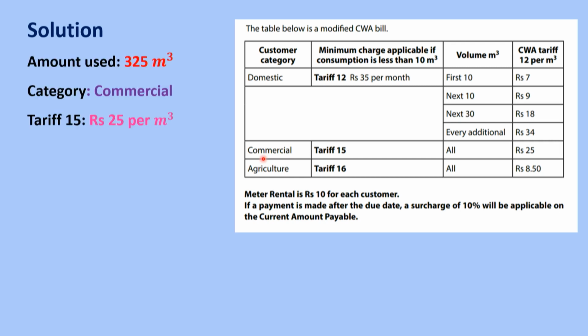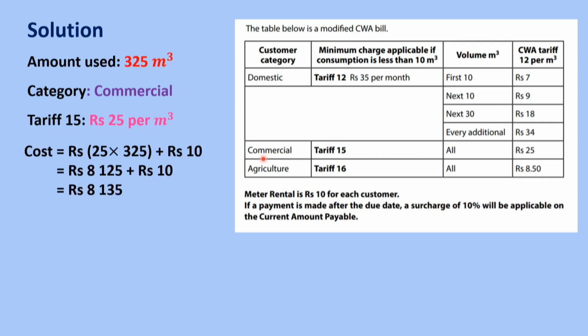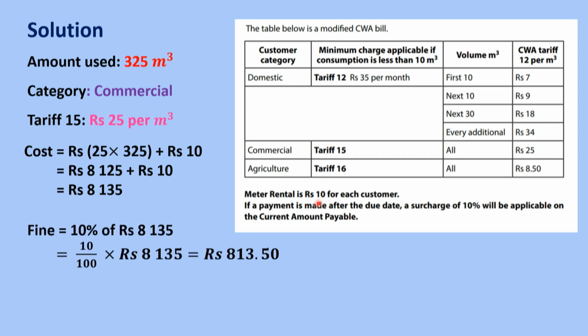So the amount used is 325 meter cube. The category is commercial and the tariff is going to be 15, that is 25 rupees per meter cube. So the cost is going to be 25 times 325 plus 10 rupees for the meter rental, which is equal to 8,135 rupees. But remember, there is a surcharge if you're late.